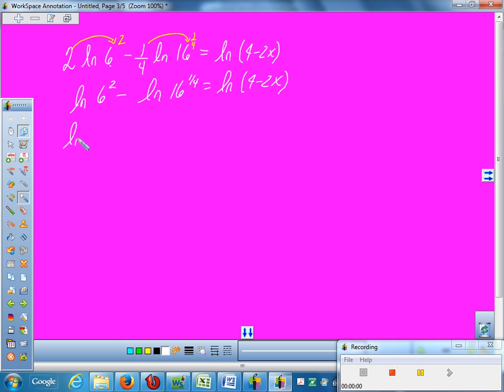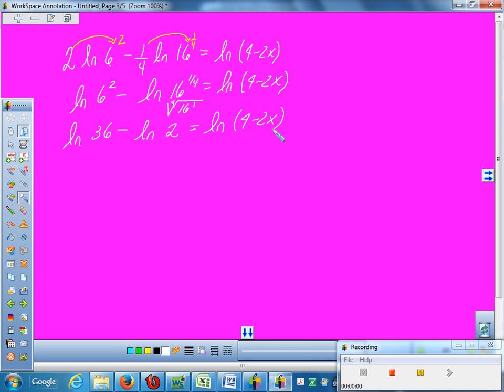Okay, 6 squared is no big deal. We got 36. Now, the question is, how do I do 16 to the 1/4 power? Which you'll, of course, remember means we have 16 to the first and a 4th root. And so you're asking yourself, what number can I take to the 4th power to get 16? And so that would be 2. And we'll leave the right-hand side sitting there.